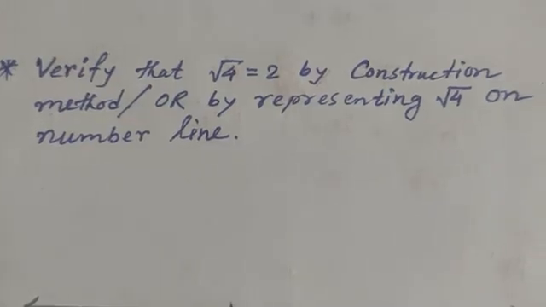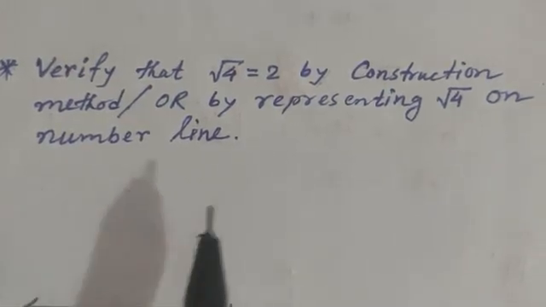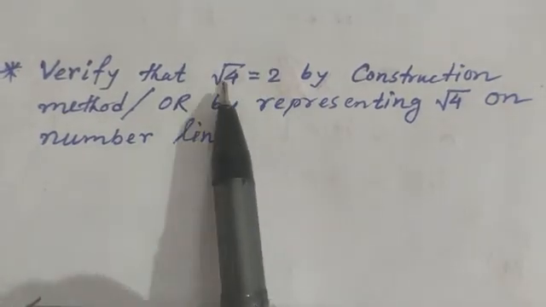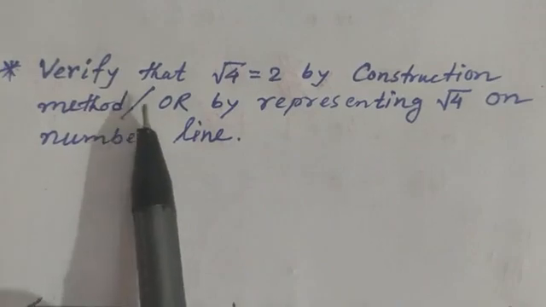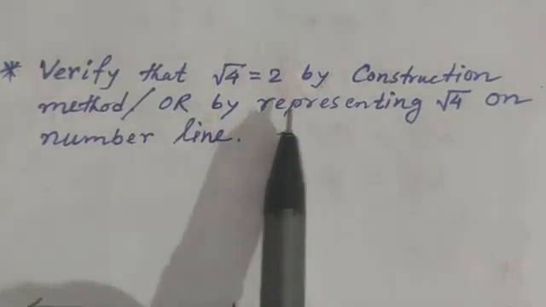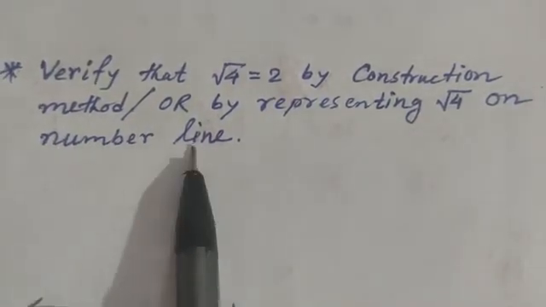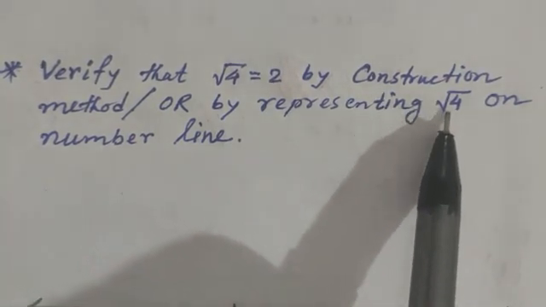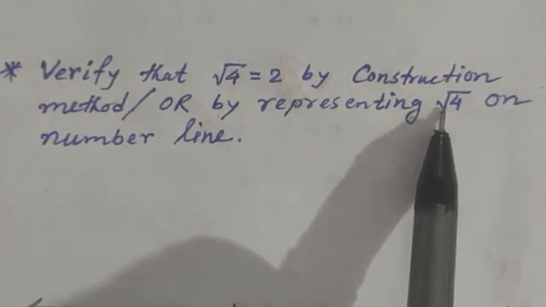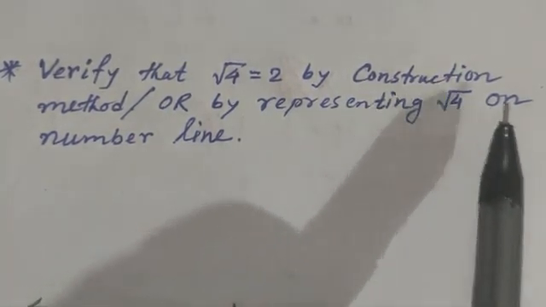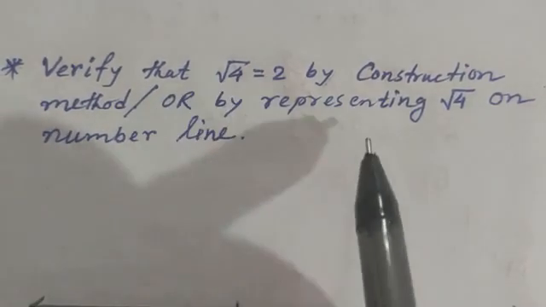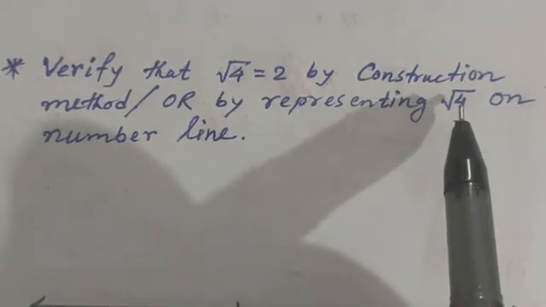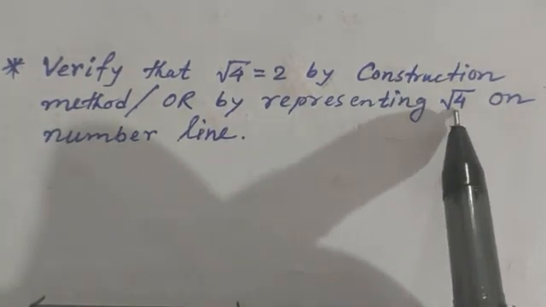The first task is to verify that root over 4 is equal to 2 by the construction method, or by representing root over 4 on the number line. As all of you know, root over 4 is a rational number because it is equal to 2, and 2 is a whole number or rational number. So it can be represented on the number line very easily in the form of 2.